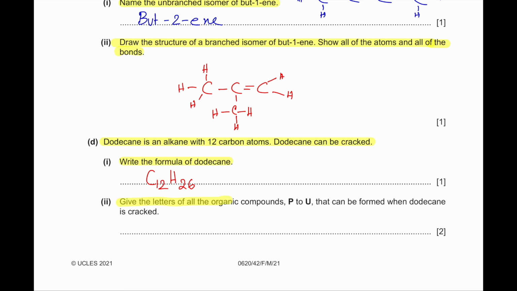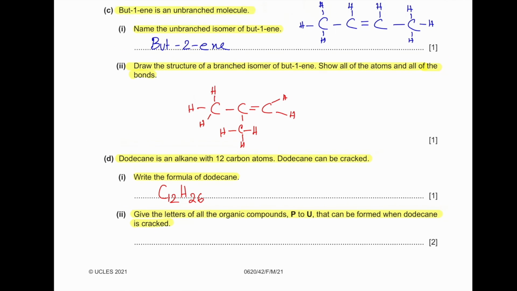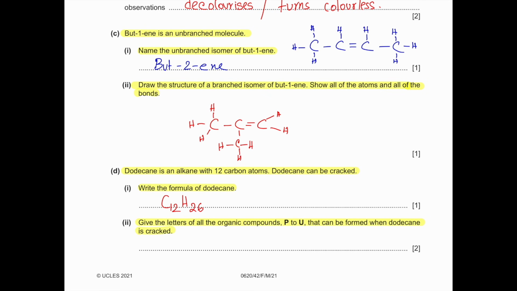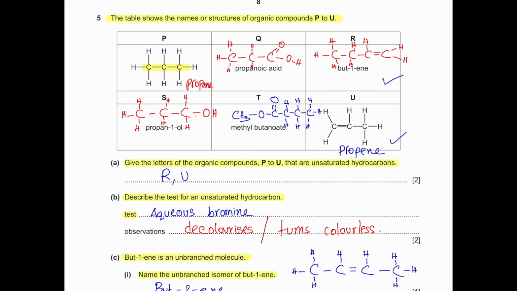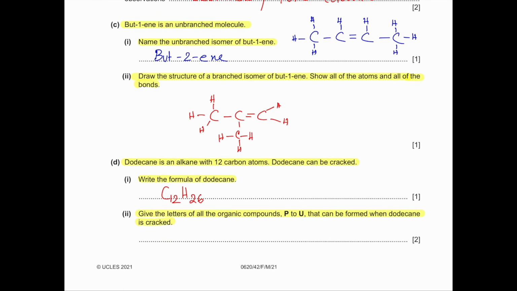Give the letters of all organic compounds P to U that can be formed when dodecane is cracked. So basically when dodecane is cracked, all right, dodecane is a very large alkane. If it is cracked, definitely we can get smaller molecules like but-1-ene, we can get propene, all right, we can get molecules such as propane. However, Q, S, T cannot be obtained. So P, R, U, these will be the products. These could be the products.